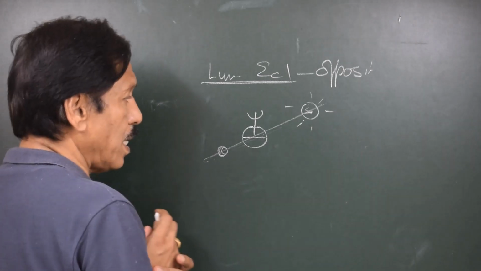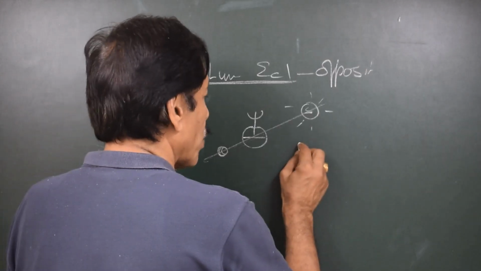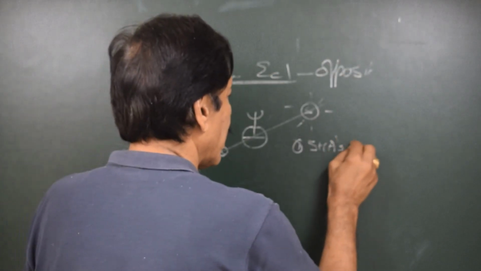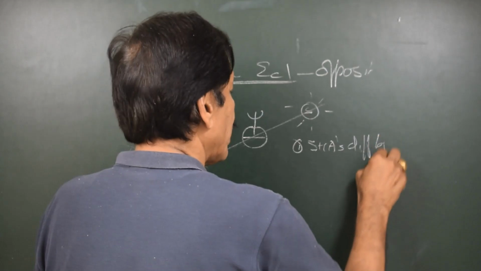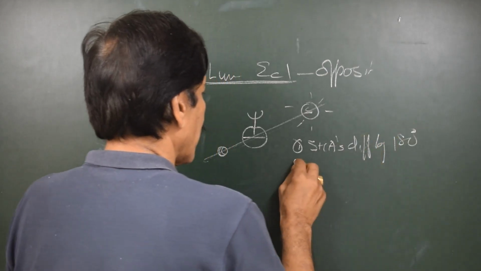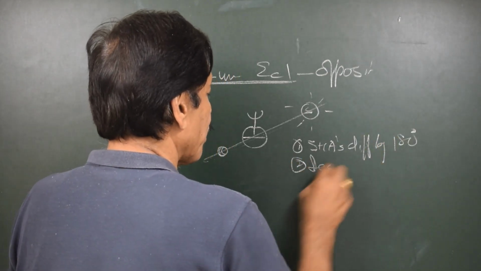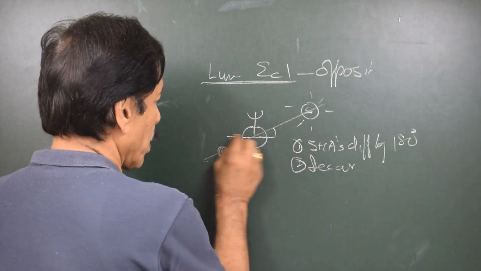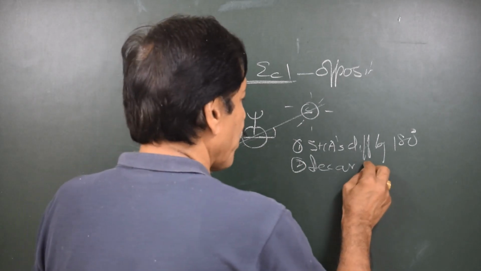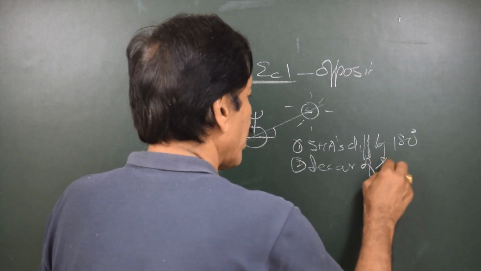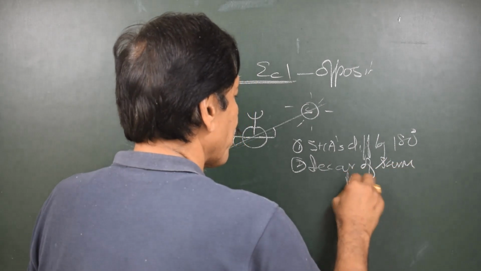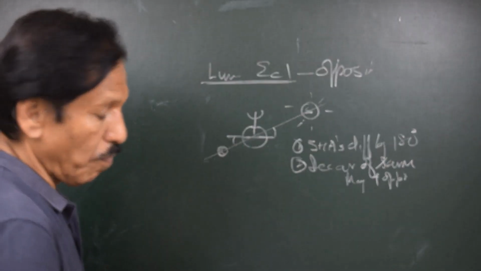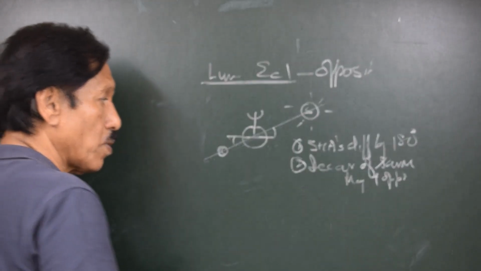But the precise conditions to be satisfied could also be, number one, the SHAs differ by 180 degrees. The declinations, declination is the angle measured with respect to the equinoctial, right? So declinations are of the same magnitude. But apart from these two conditions, as I told you before, not every full moon or new moon has an eclipse.